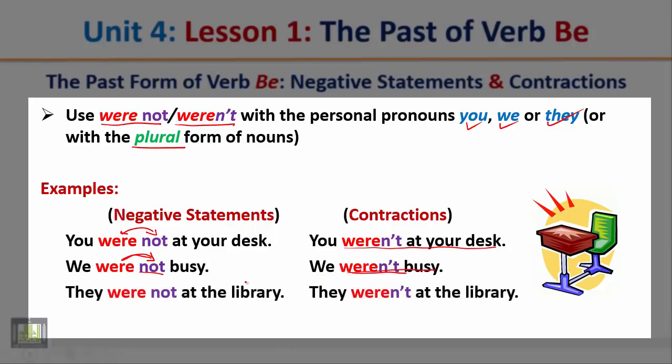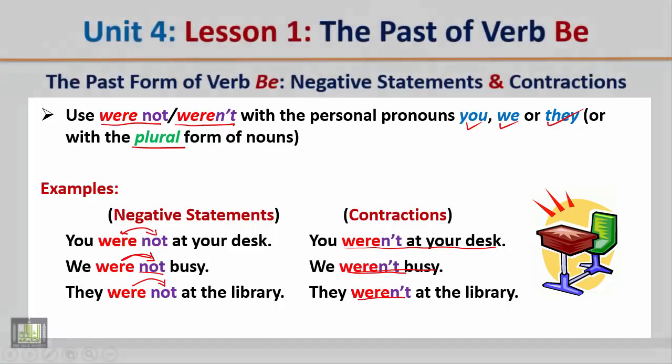They were not at the library. Notice again that the word not is used after the verb. They were not at the library. The contracted form, they weren't at the library.